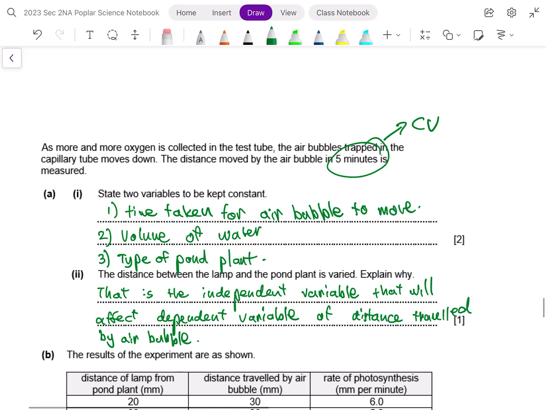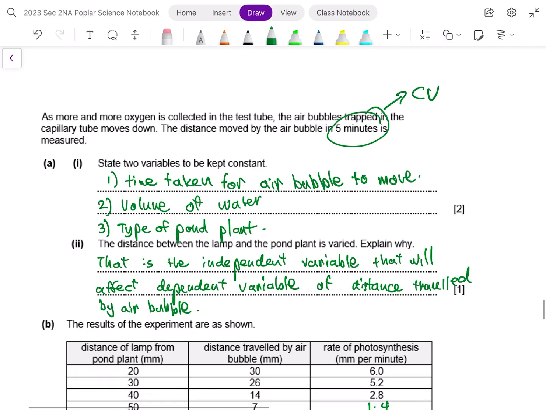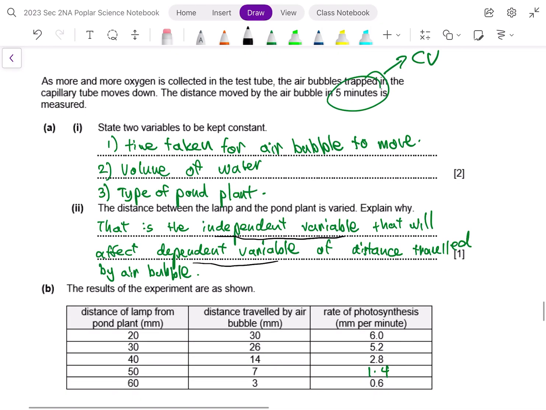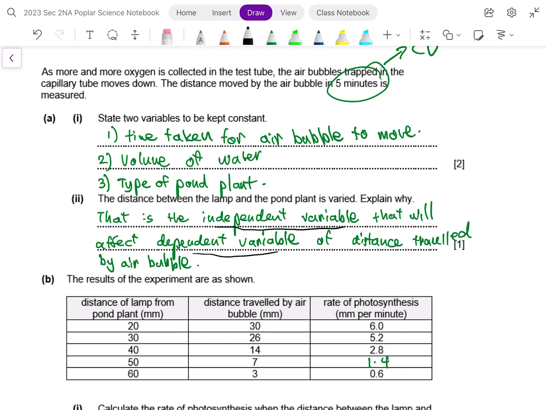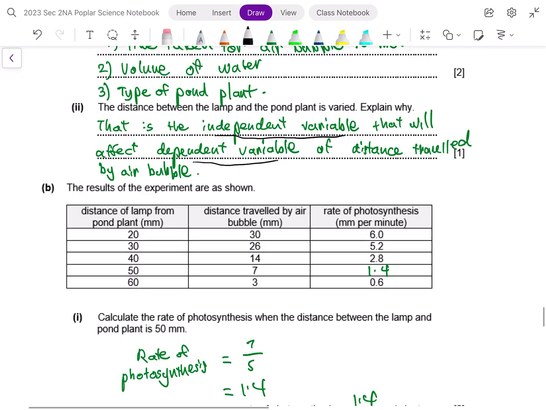Okay, the volume of water, etc. So the distance between the lamp and the pond plant is varied. Explain why: because that is the independent variable. That will affect the dependent variable, the distance traveled by the air bubble. So that's why we need to vary it, in order to investigate the relationship.